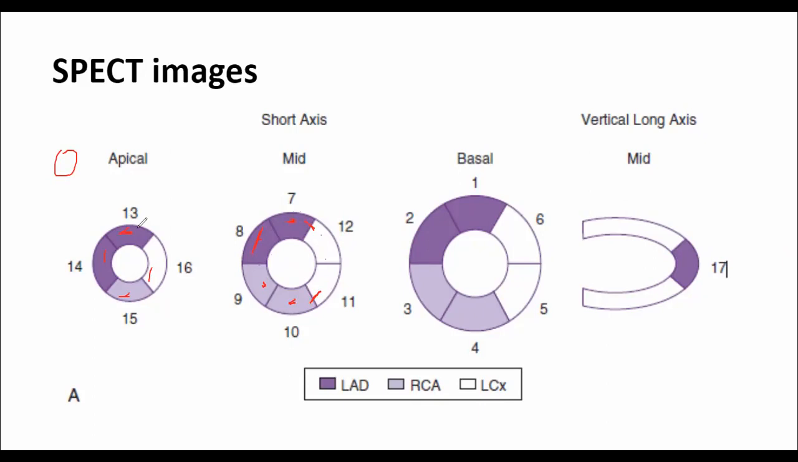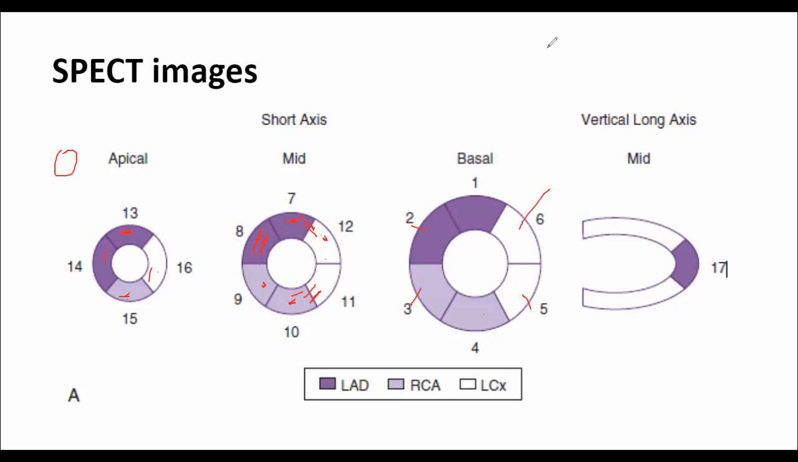Okay, what is the location of the defect? For the apex, it is 4 only: anterior, inferior, lateral, septum. But at the mid cavity level, this is anterior and then anteroseptal. This one, anterolateral, inferolateral, inferior, inferior septum. Similarly here at the basal level, anterior, inferior. This is going to be anteroseptal. This is going to be inferoseptal. It is going to be inferolateral. This is going to be anterolateral.